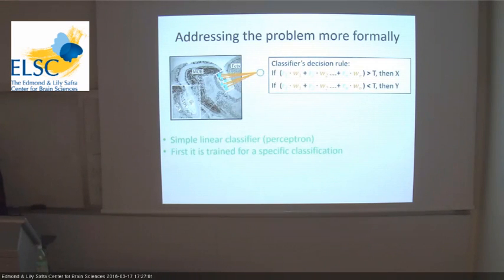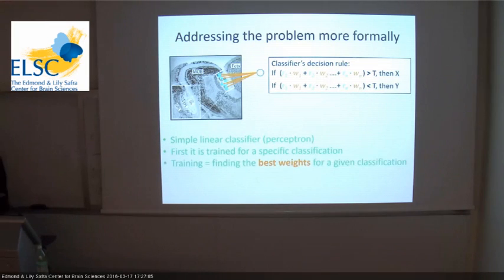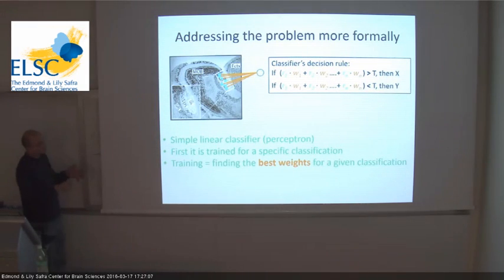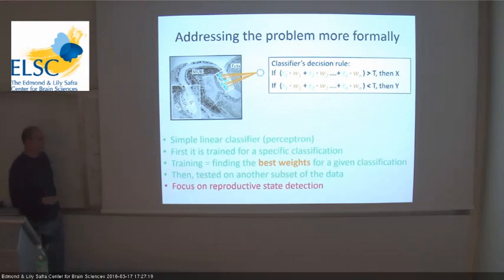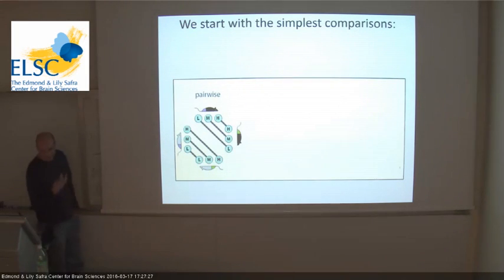First, you train it for a specific classification using a certain part of the data set. Then the process of training finds the best weights, as I said before, to make this particular classification. And then we test the classifier on another subset of the data, so there's a training set and a test set. Today I will focus on reproductive state detection. I will not talk much about strain detection. So let me start showing you the results of the classification.